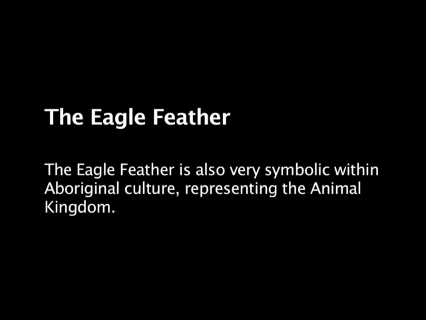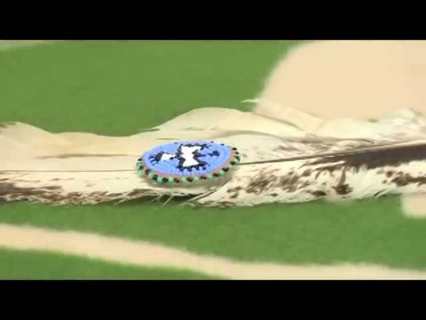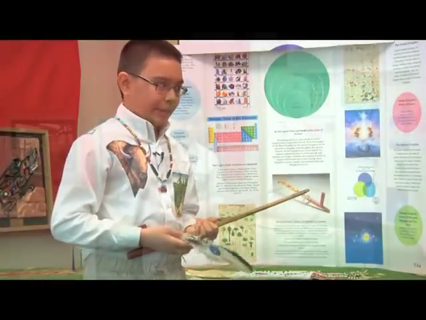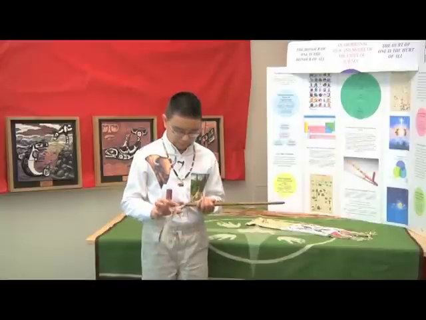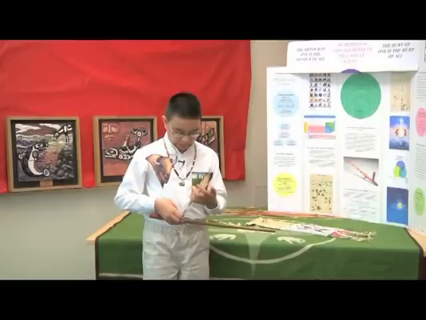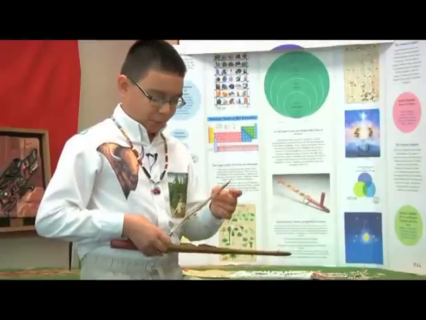Eagle feather designs on the sacred pipe represent the animal kingdom. Eagle feather is for sacred, and this is an eagle feather, and they were supposed to represent sacred things. It's an actual eagle feather. It's 100% genuine, and it represented animals.